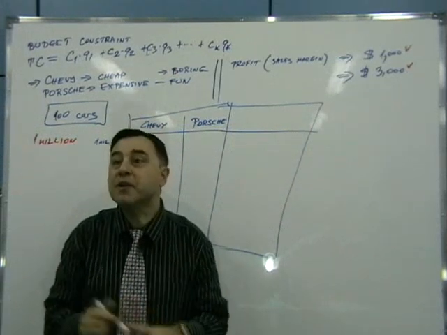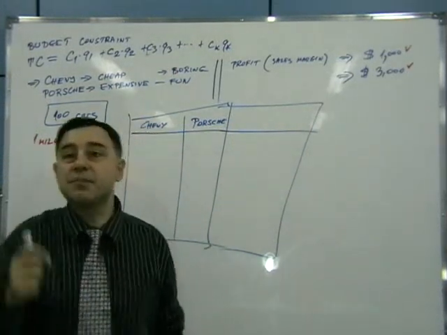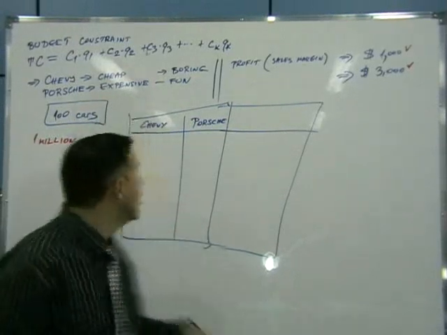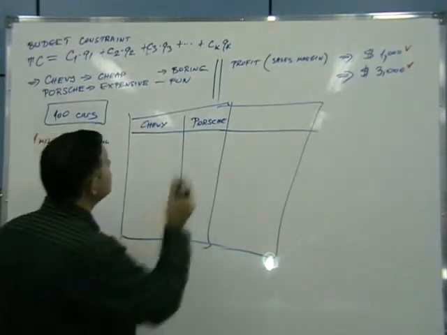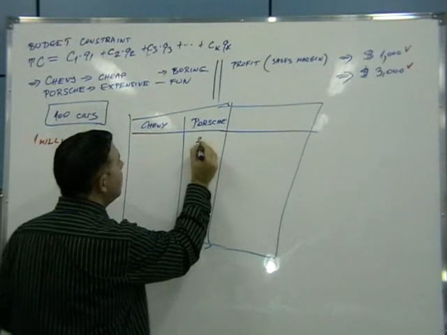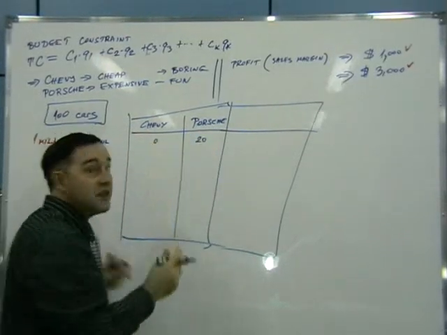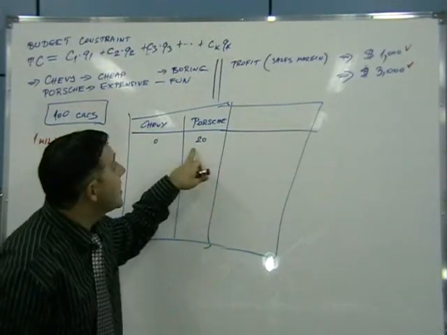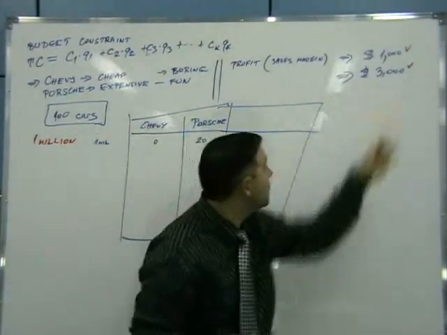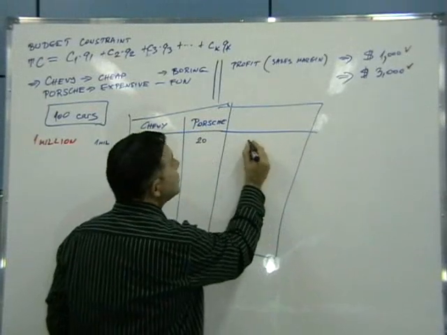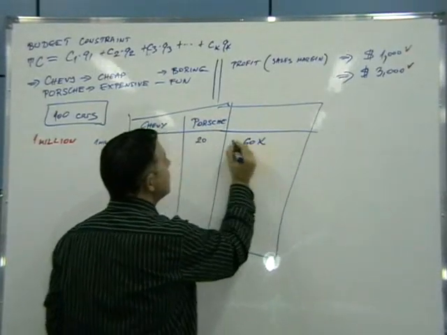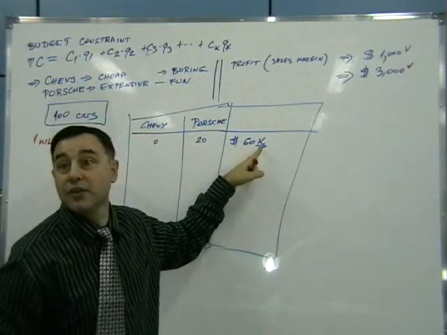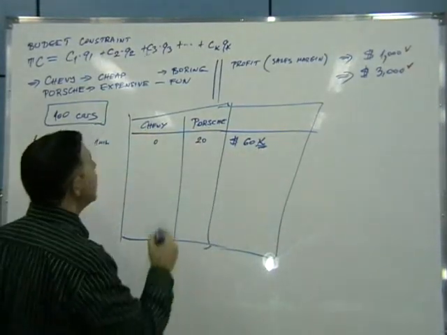And we simply look at what's going on. The simplest way is to come up with a couple of combinations. The first combination is 20 Porsches and 0 Chevys. In this case, we make a profit of 20 times 3,000, which is 60,000. We usually like to put in K for 1,000. Well, what's the next alternative?